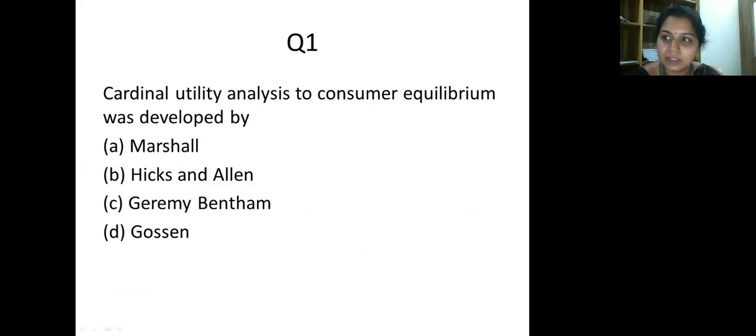Okay, so this is the first question. You can actually answer: Cardinal utility analysis to consumer equilibrium was developed by. As I said, you have to see whether it is developed by or introduced by. If it is introduced by, the answer is different, and here it is developed by, so the answer is Marshall. He developed and popularized the concept. So it is not Gossen, it is Marshall. That is the answer for the first question.